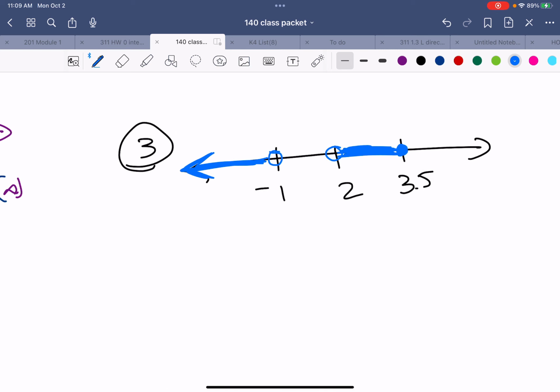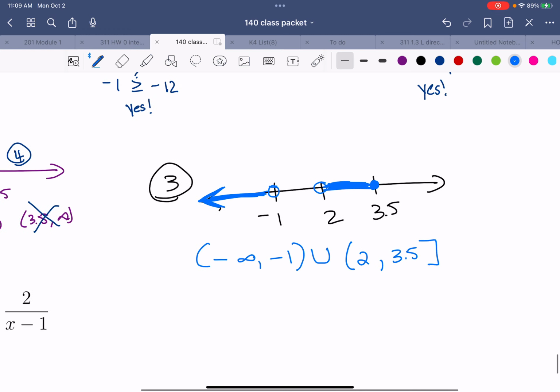So I end up with 2 intervals here. We go from -infinity to -1, do not include. Union, 2 not include, to 3.5, do include. Okay, and that would be our final answer on that one.